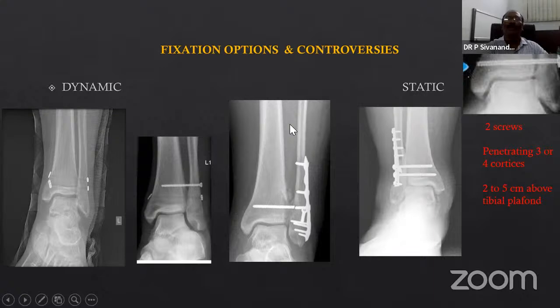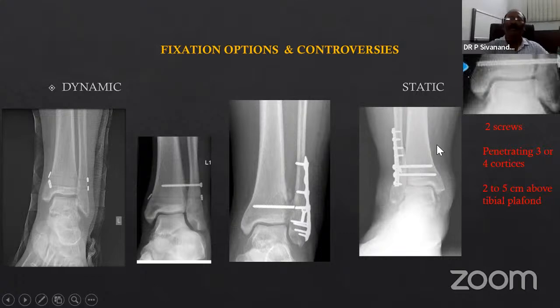When you are fixing, always fix the lower screw first, then you go for the higher screw, once you are fixing high-level syndesmotic fibular fractures. In this, sometimes you can use two screws. These all depend on the amount of instability there is, and that can be fixed with either two screws or one screw.